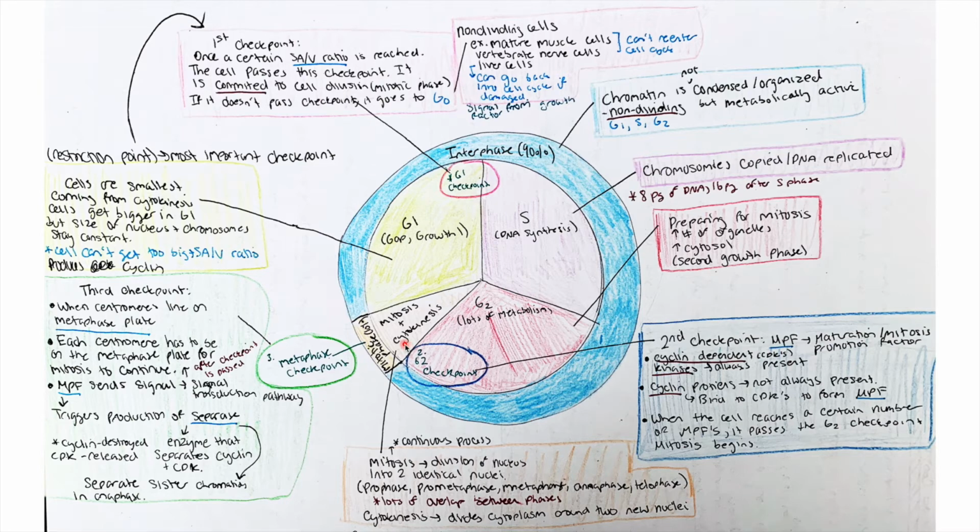Mitosis is the division of the nucleus into two identical nuclei. After mitosis, cytokinesis occurs, where the two new daughter cells form due to the division of the cytoplasm.